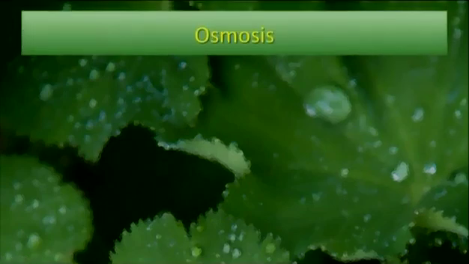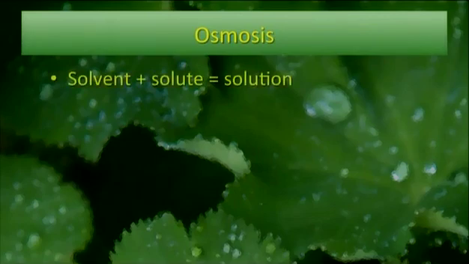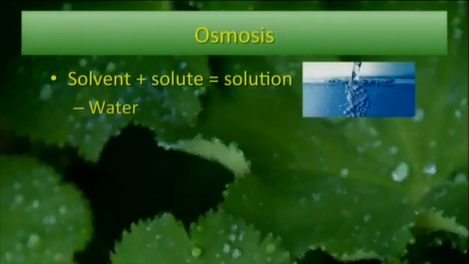Now we're getting into physiology here. Osmosis has to do with a solvent and a solute. A solvent is something like water that dissolves a solute, some kind of solid such as table salt or sugar, and the solvent and the solute together make up a solution. So in this case, we have water as a solvent.